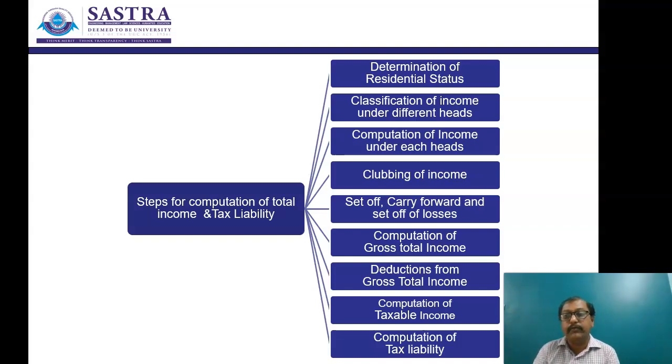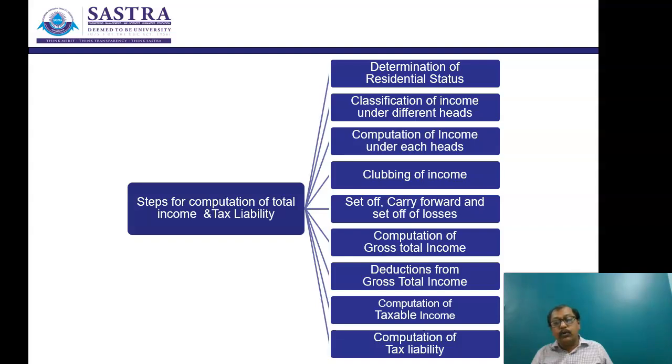9 steps. First one, determine the residential status of an individual. Then, depending on that, classify the income under different heads. Compute income under each of the heads. Club the income. Suppose if you have got any losses, such losses can be carried forward or can be set off against different other heads. So setting off, carry forward and setting off of other losses can also happen.